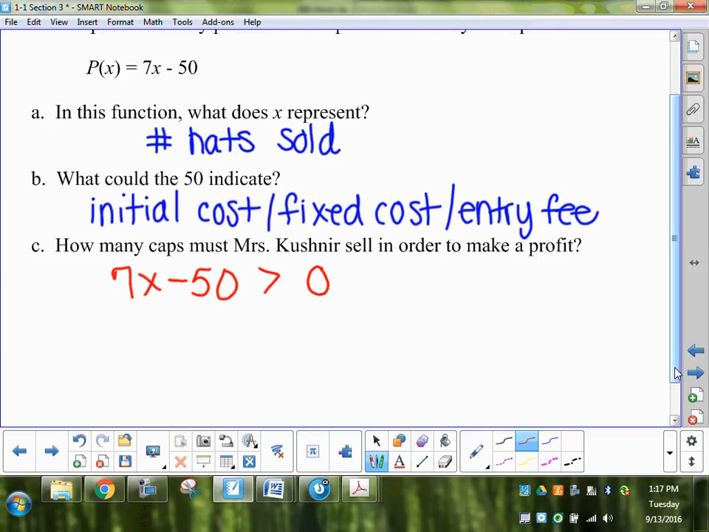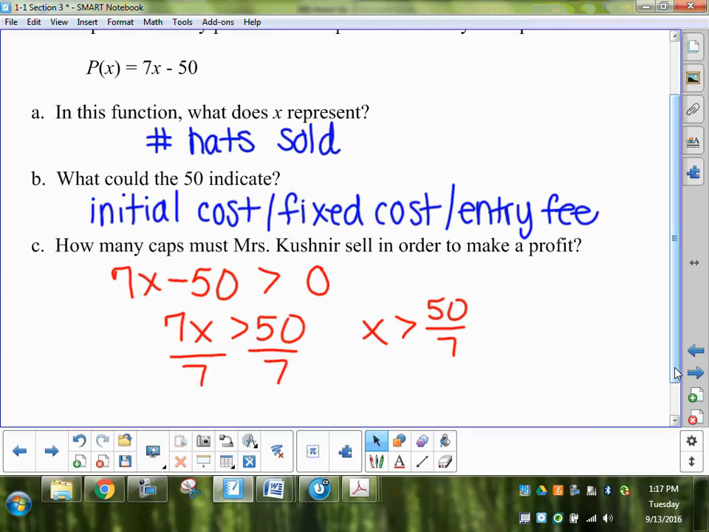Now, over here, we bring the 50 over, so you've got 7x is greater than 50. I'm going to divide both sides by 7, and I get x is greater than 50/7. Now, this is the part that I love, because you go into your calculator and say, all right, well, they need to sell more than 50/7ths of a hat. Raise your hand if you've ever seen 50/7ths of anything. I don't know if 50/7ths even exist.